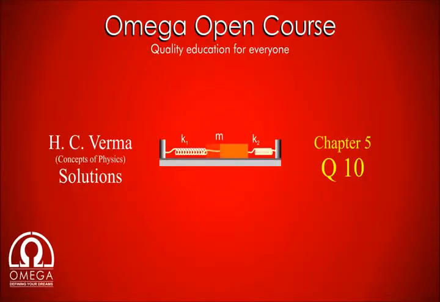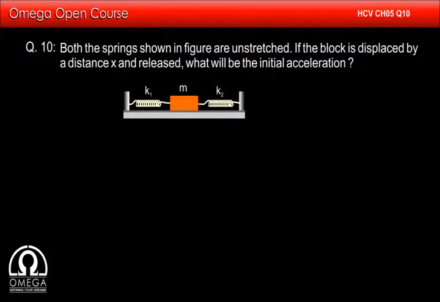H.C. Verma, Chapter 5, Question number 10. Both the springs shown in the figure are unstressed. If the block is displaced by a distance x and released, what will be the initial acceleration? Let us move the block by distance x towards right. The spring on the right is compressed by x, whereas the spring on the left is elongated by x.